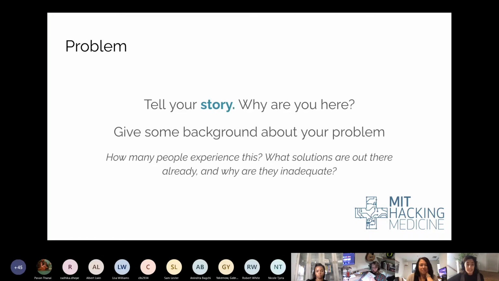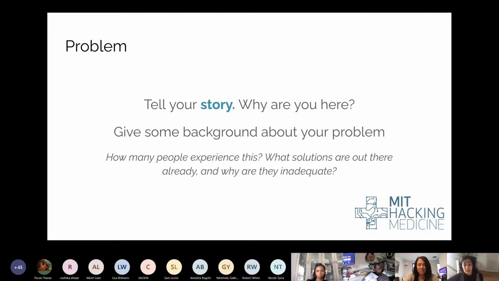So within the problem, as I've emphasized many times before, really make sure that you're telling your story and explaining why it is that you're here. In addition to the story, however, as we mentioned last night, you want to be very quantitative and explain with real data some background about your problem. So how many people experience this? What's the market share of individuals, and what does it cost the healthcare system at the moment for the number of people who experience this problem?